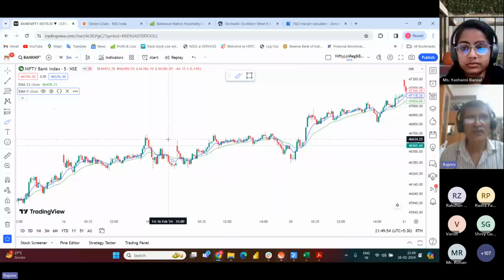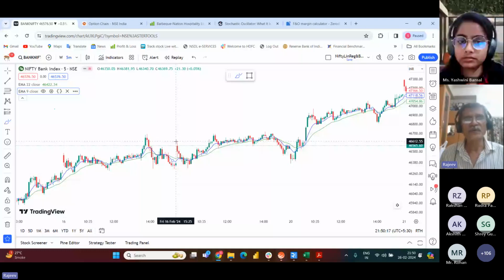It has gone below EMA 9. Shorter term moving average has gone below the longer term moving average, and therefore it warrants that I should take a good position here and make some amount of profit. You may not carry it for the whole day or the next week. Just in an hour or so, you make certain profit and you exit the position. That's how the intraday strategy works.